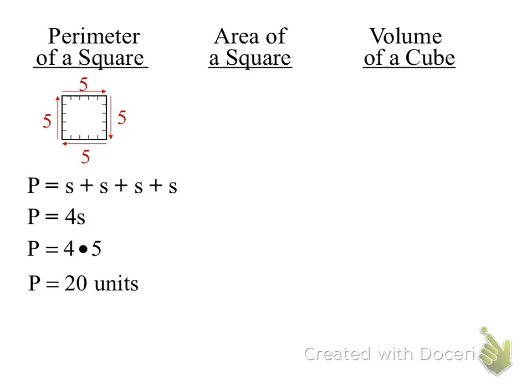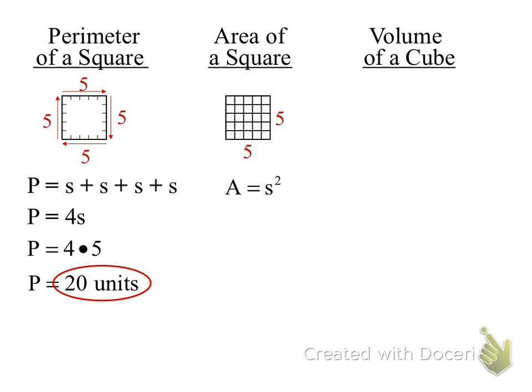Okay? It's 20 units. But when I'm doing the area of a square, look what I'm doing. I'm doing the 5 units. How do we find area of a rectangle or a square? Yes. Length times width. What about area of a square? Side times side, right? I'm multiplying 5 units times 5 units. Here, where I'm doing 5 units plus 5 units plus 5 units plus 5 units.